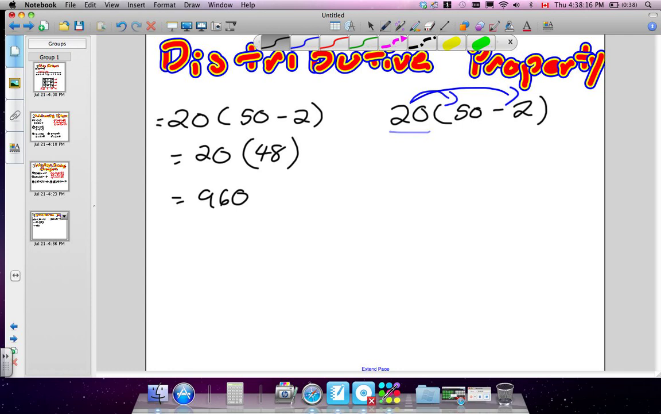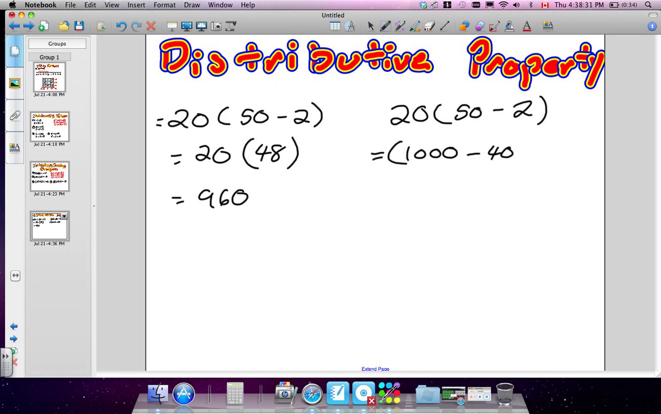So 20 times 50, that's going to give me 1,000. 20 times 2 is going to give me 40, and technically it's 20 times negative 2. So negative 40. So now the question says 1,000 subtract 40. Not negative. It'll be 960, exact same idea, okay?